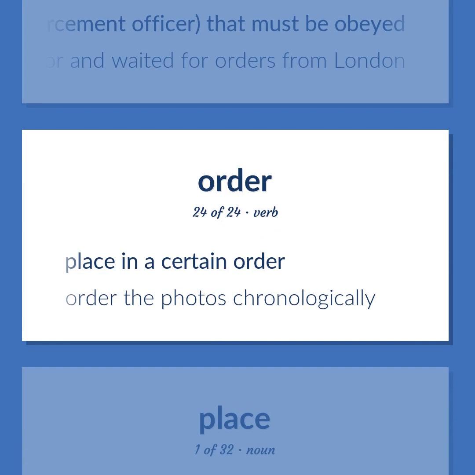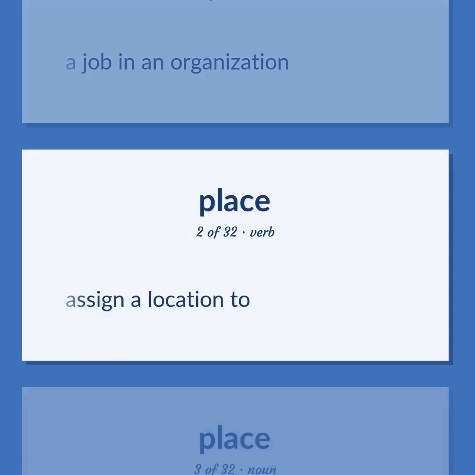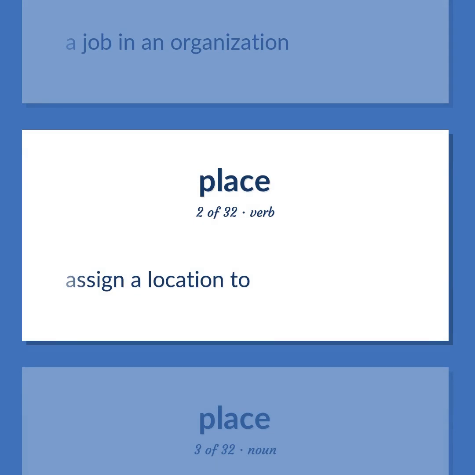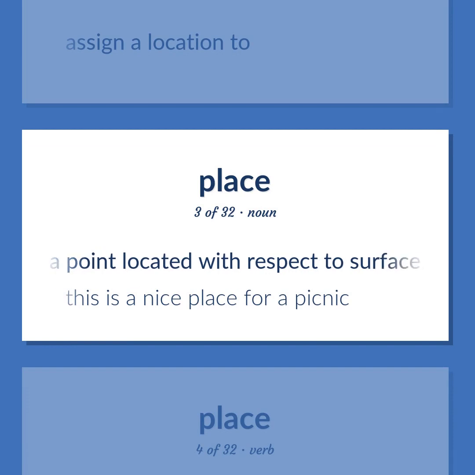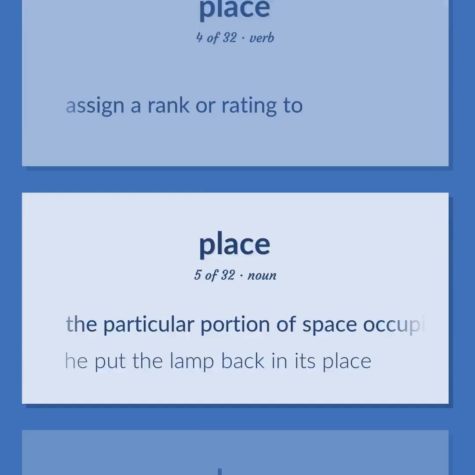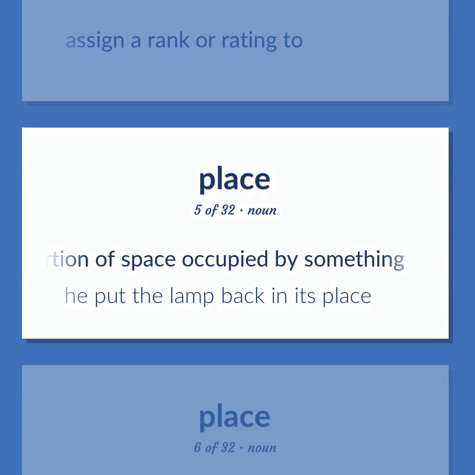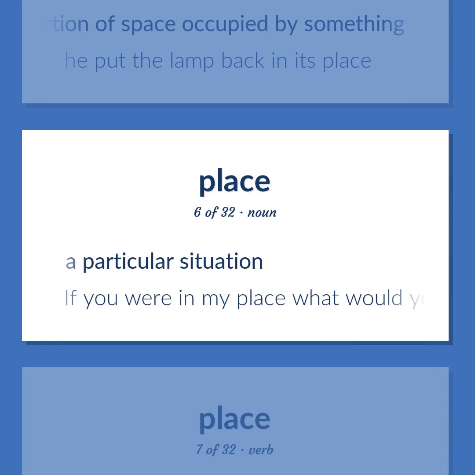Place in a certain order. Order the photos chronologically. A job in an organization. Assign a location to. A point located with respect to surface features of some region. This is a nice place for a picnic. Assign a rank or rating to. The particular portion of space occupied by something. He put the lamp back in its place. A particular situation. If you were in my place, what would you do?